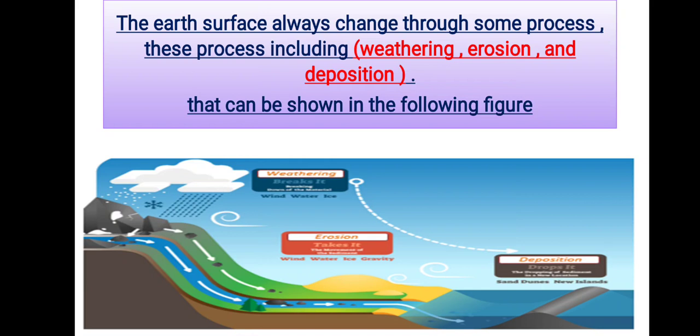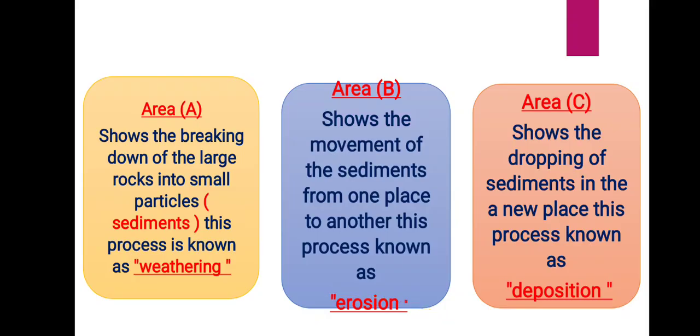And after that, when the small pieces of the rock settle, meaning dropping in the new place, this is called deposition. So we have weathering, erosion, deposition. What is weathering? Weathering is the breaking down of the rock into very small pieces or into sediment.